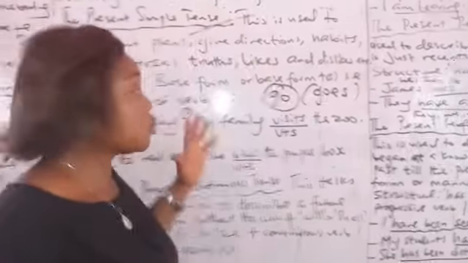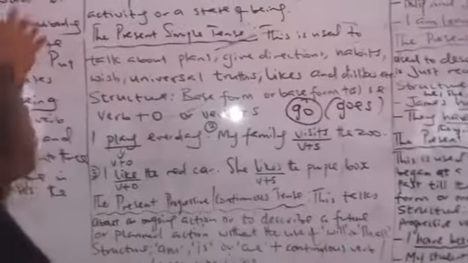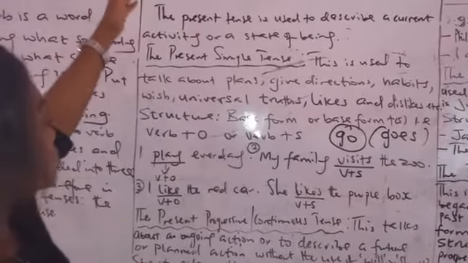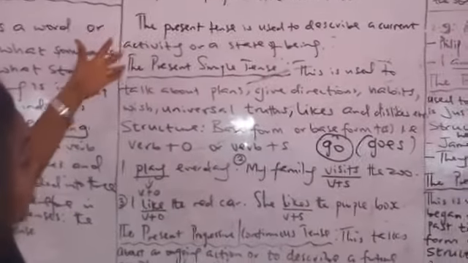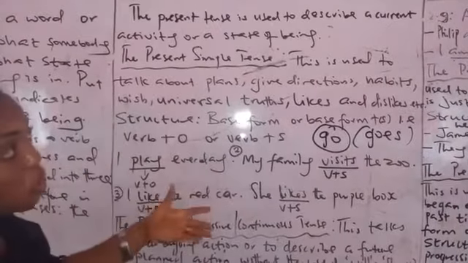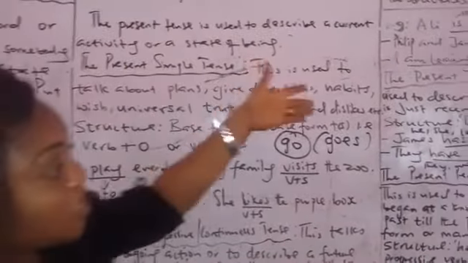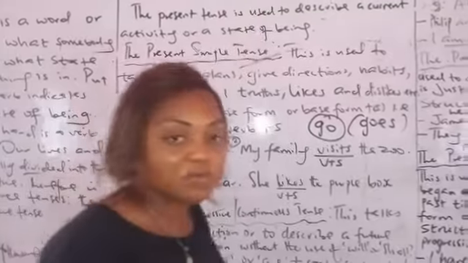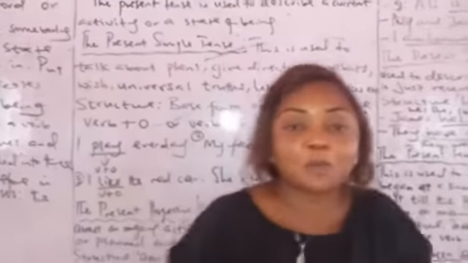Alright, remember when we started? We began with the definition of verb and the tenses, and then we went straight to the present tense. And we broke the present tense into four: the present simple tense, the present progressive continuous tense, the present perfect tense, and then the present perfect progressive tense. I'm sure you've had a wonderful ride with me talking about the present tense.